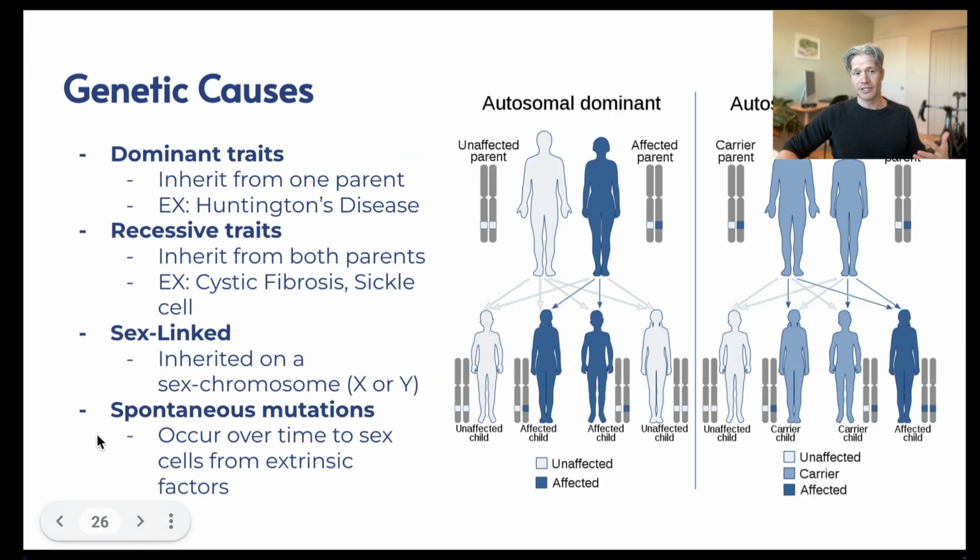how these genes for different conditions get passed along. And so we have dominant, recessive, sex-linked, and spontaneous mutations. I'm going to give a specific example for sex-linked and spontaneous mutations. But if we were to just talk about dominant traits and recessive traits for a second, if you haven't come across these graphs, feel free to pause, take some time to digest it a bit. It's really descriptive and helps very clearly illustrate how these different traits work.